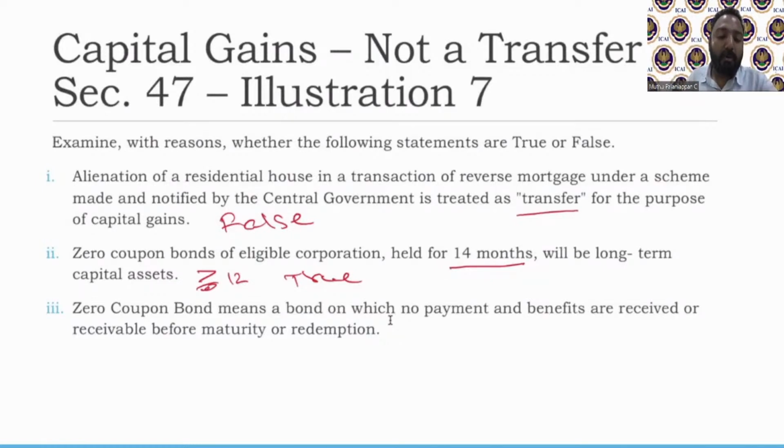So a zero coupon bond has no benefit during maturity. There is nothing happening during maturity or redemption. There is no additional benefit. Why? Because when you buy it, let's say the bond value is 100, you buy it at a discount. You buy it at a discount of, let's say, 96 rupees. Instead of 100, you will pay 96. But when you receive, you will receive 100. So this 4 rupees is a discount that you get at the time of purchase. At the time of maturity or redemption, you don't receive anything extra.